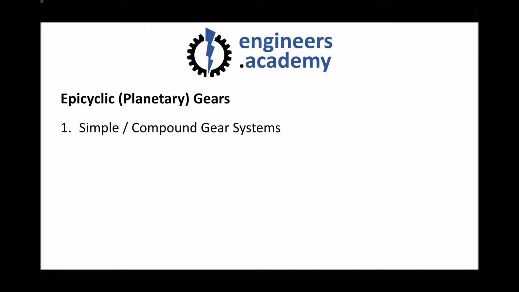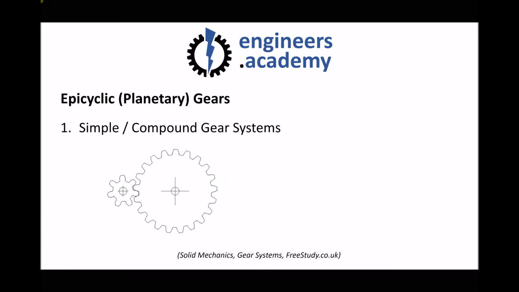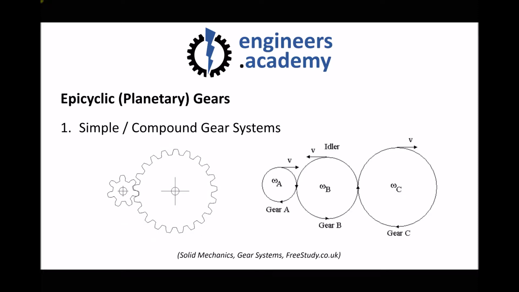So to begin, let's look at our simple and compound gear systems. Now, in a simple gear system, we have one set of gear teeth meshing with another set of gear teeth, as shown in the diagram. And we had a very simple way of calculating the gear ratio based on the number of teeth on the input gear and the number of teeth on the output gear. And that gear ratio was calculated by doing output teeth over input teeth.